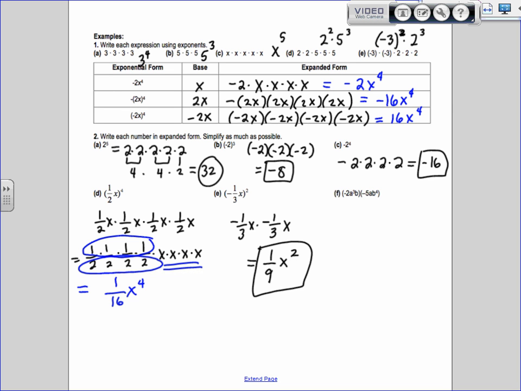And then this one, it's annoying to write it in expanded form, but it says to do it, so we should write it in expanded form. So I have negative 2, 1, 2, 3 a's, and 1 b. And then I have negative 5, 1 a, and then 4 b's. Running out of room.